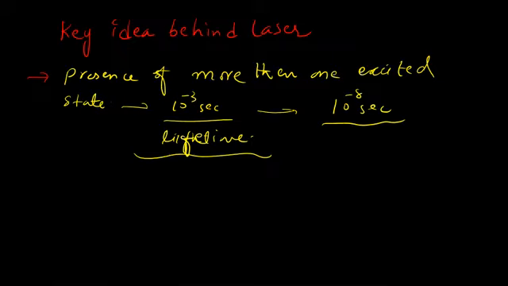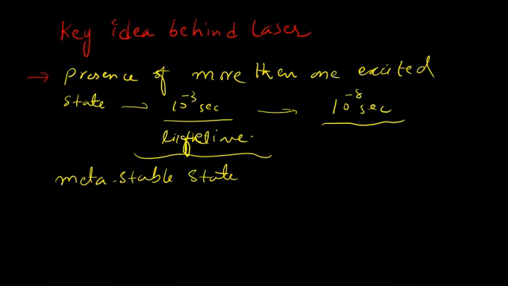This second, extra excited state in the case of laser has a long lifetime compared to the normal excited state, that is 10 to the power minus 3 seconds. So its lifetime is more than the usual lifetime of an excited state. Such a relatively long-lived excited state is known as a metastable state.